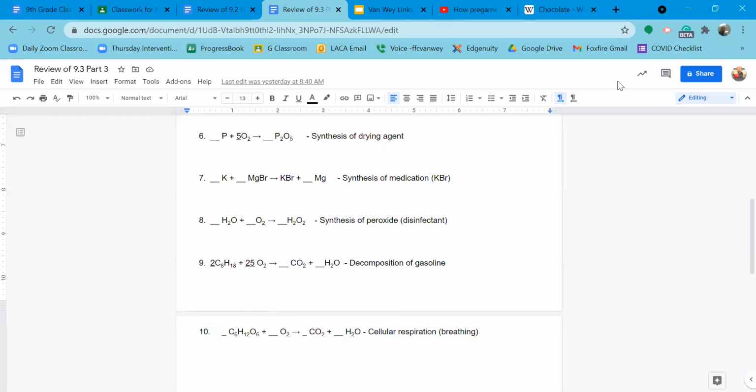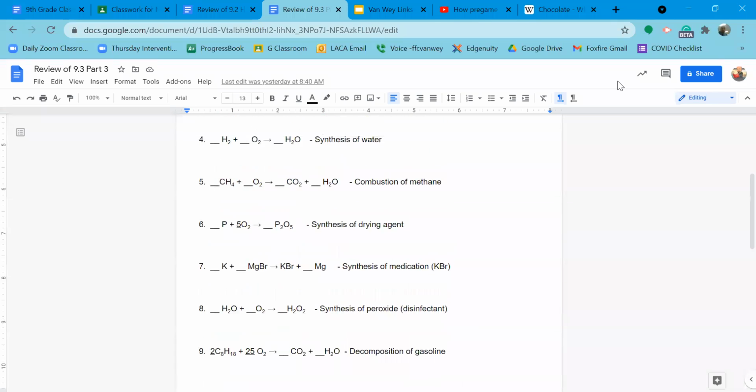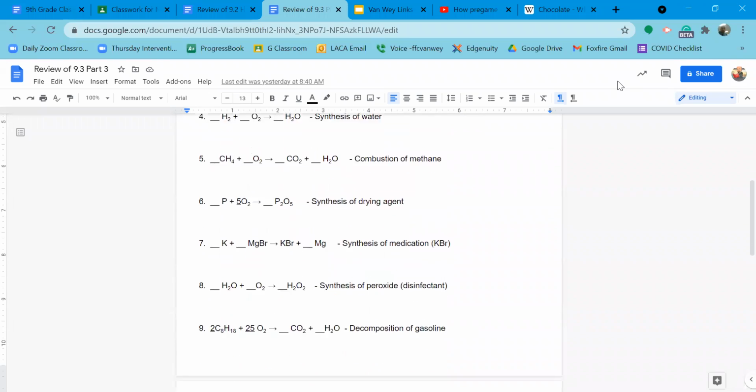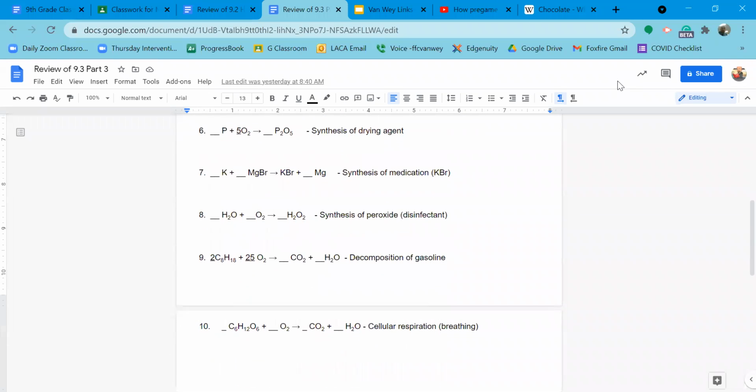Okay, guys, so let's take a look at the second half of 9.3. The previous lecture covered the first five chemical equations here. We're going to balance the rest of these. And this is sort of the tougher half of these. These are a little harder. So let's start with this one, number 6.